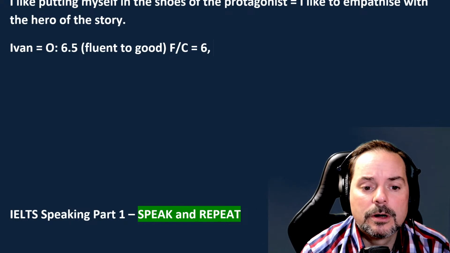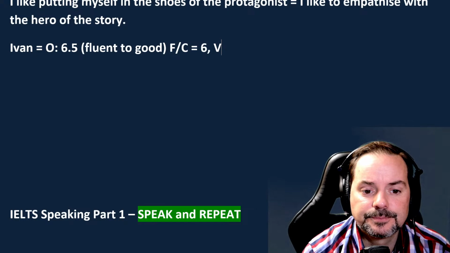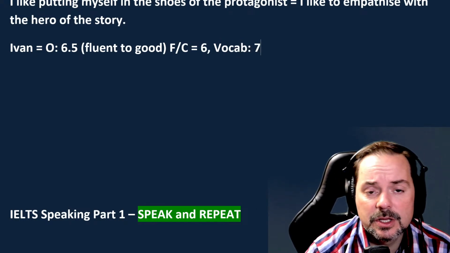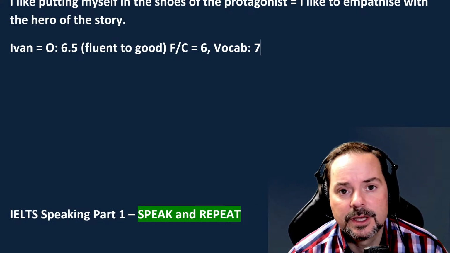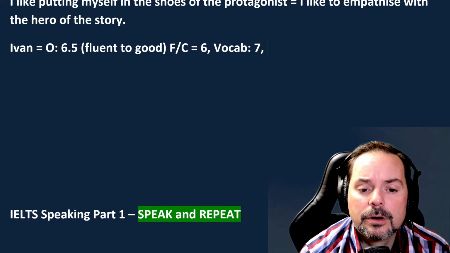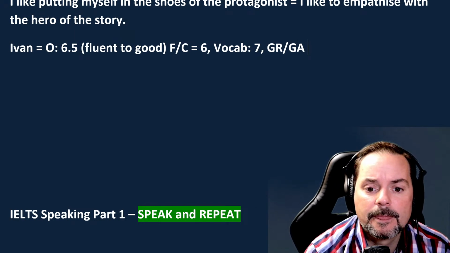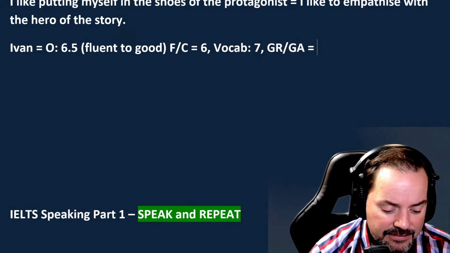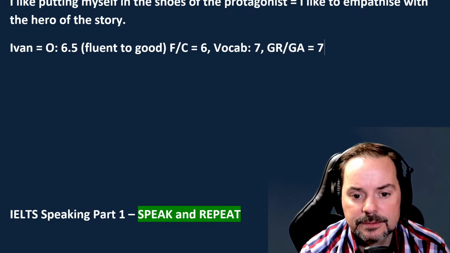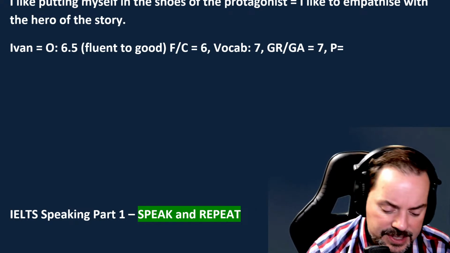So your lexical resource, meaning your vocabulary, is probably about a 7. I would say you have good vocabulary, okay? You're able to use vocabulary quite dynamically. Your grammatical range and grammatical accuracy are about a 7 as well. That's why I said you're about a 6.5 moving towards a band 7. And your pronunciation is about a 7.